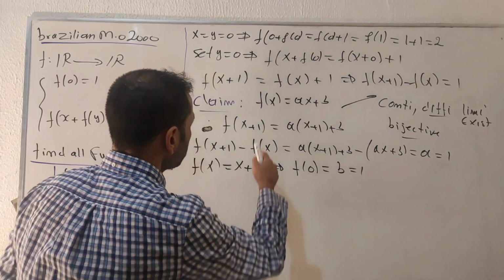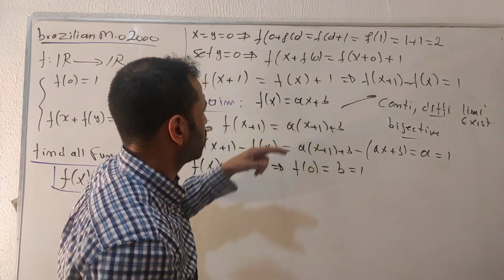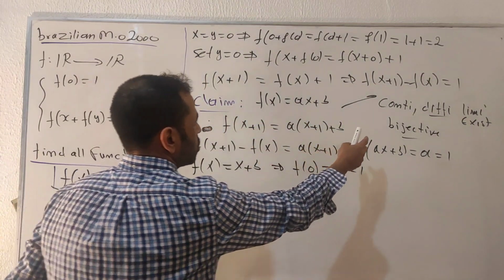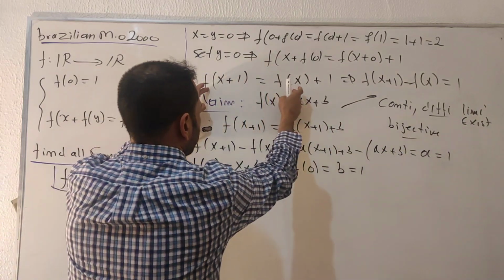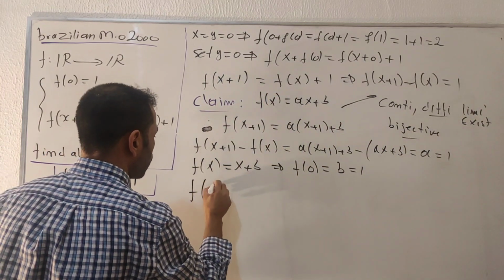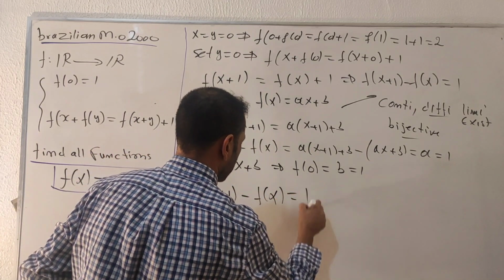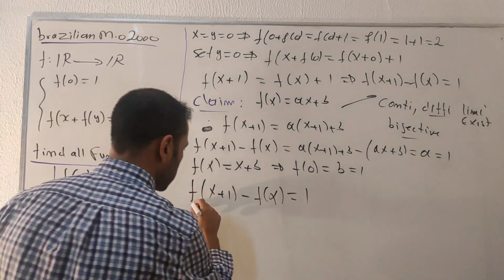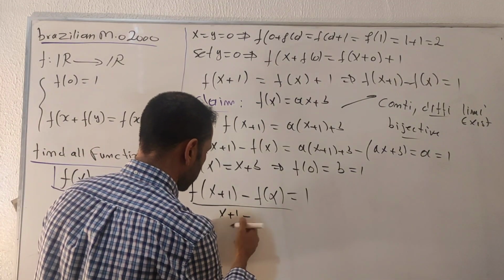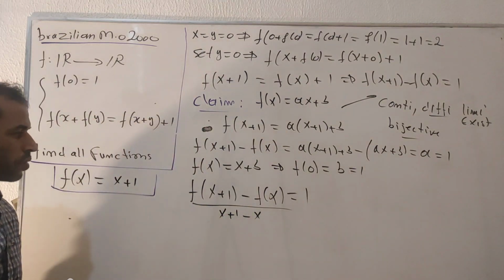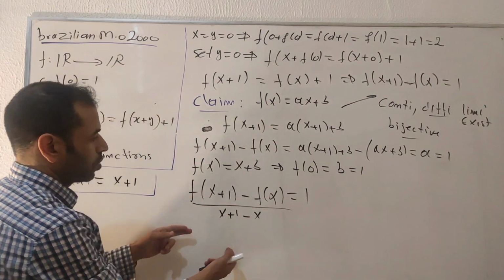Since we know the function is continuous and differentiable and the limit exists, I'm going to apply this information. Let's apply this fact on this one. Since I have this difference, f of x plus 1 minus f of x equals 1, let's divide by the denominator x plus 1 minus x, which is 1, so it equals 1.